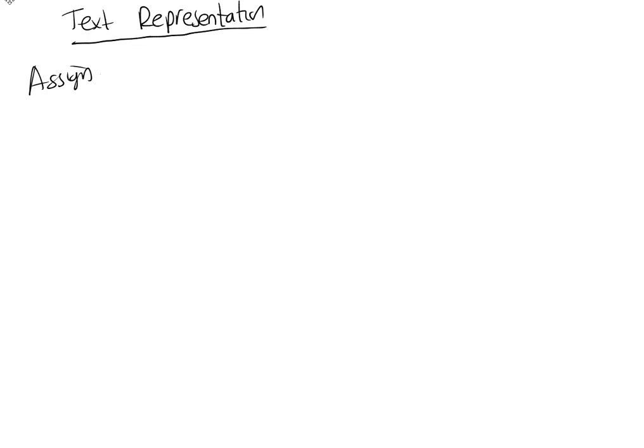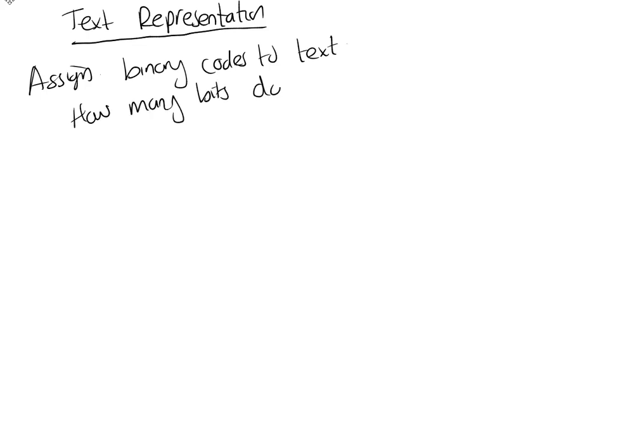So, in other words, let me first write the heading. Let's first put text representation. Okay, this is text representation, and the main goal is to assign binary codes to text. So that's the big idea. But then the question is, how many bits do we need to do this? How many bits do we need?